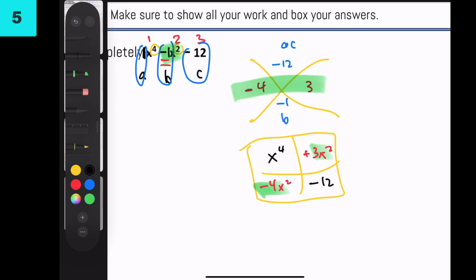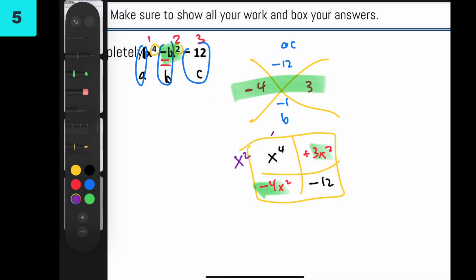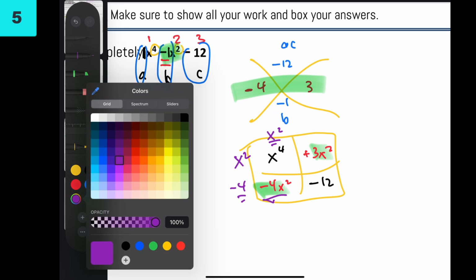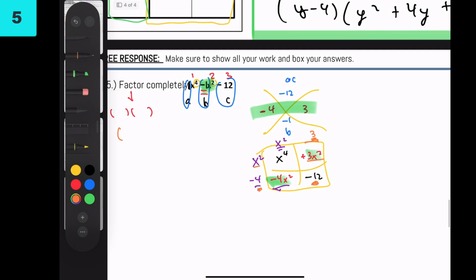We need to think of things that multiply. So x squared times x squared equals x to the 4th. X squared times -4 equals -4x squared. X squared times 3 equals 3x squared, and then 3 times -4 gives you -12. So this is what I have so far.